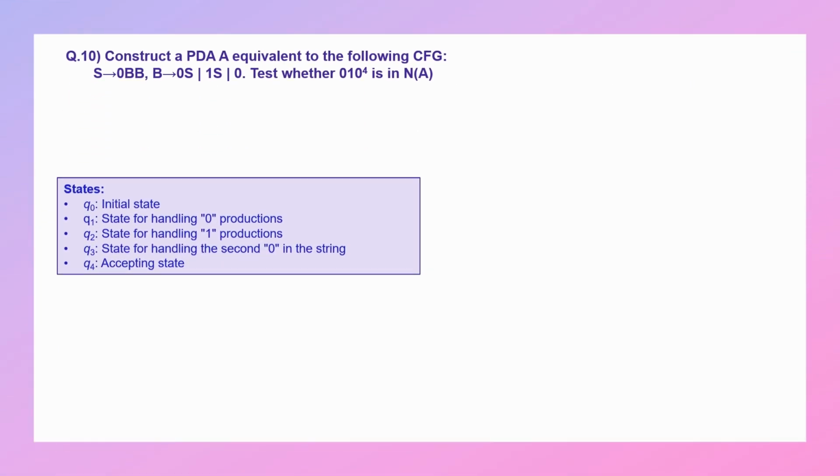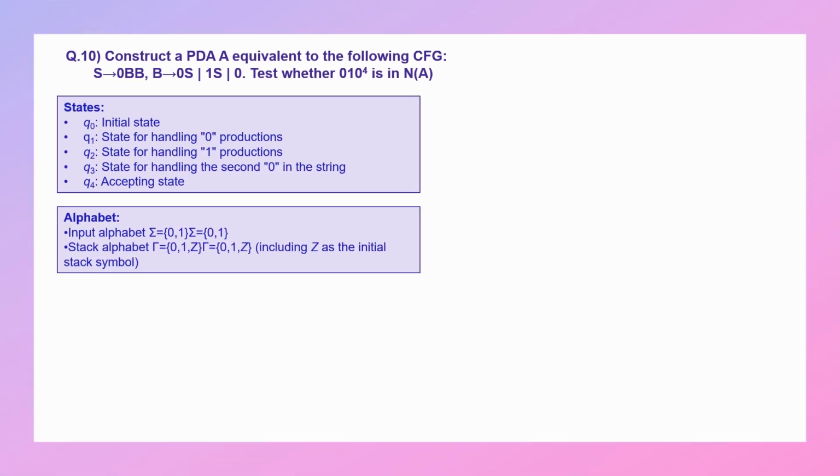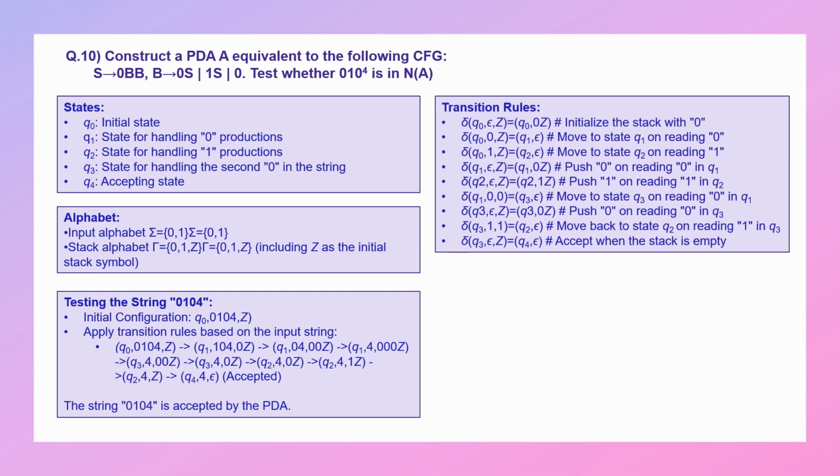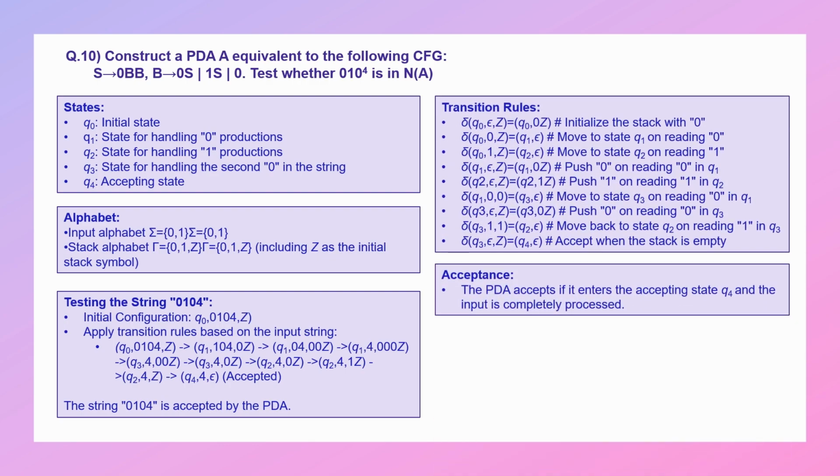PDA for CFG. Finally, we build a pushdown automaton equivalent to a given context free grammar. We test the PDA against a specific string to determine its acceptance.